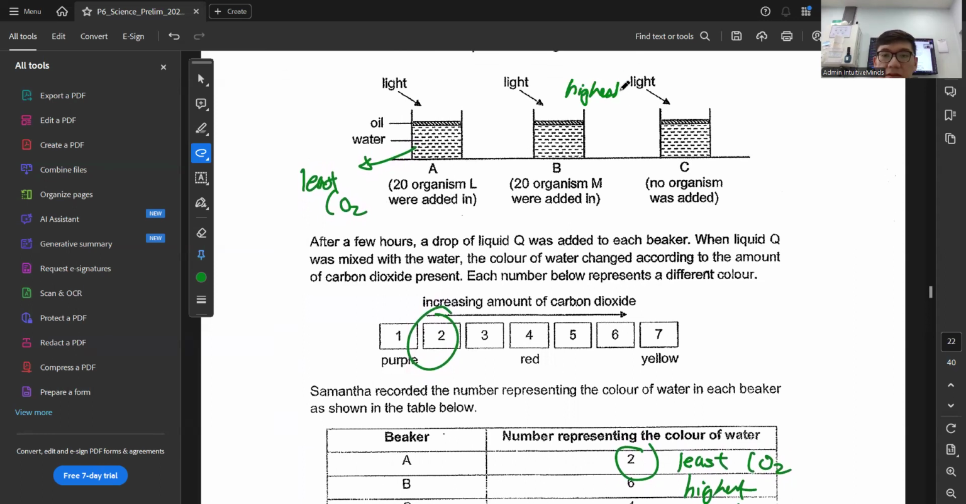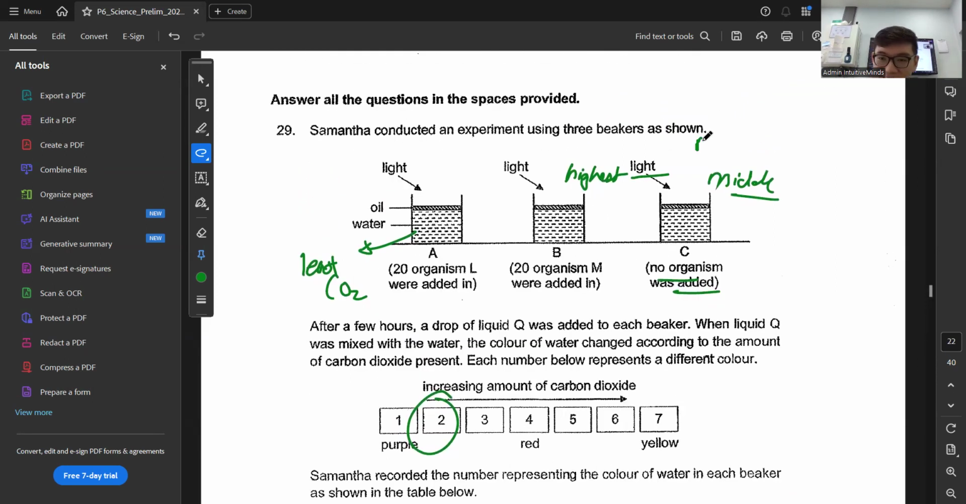Highest. Middle. So with middle, there are no organisms added. So what does that mean? It's a control setup. It's also what they call a reference point. It's like you're starting. So if this is your starting and you got lesser here and you got more here, it means that this organism is absorbing the carbon dioxide, and this organism is not absorbing, it is giving more, it's respiring. Okay, so these are points that you can take note.